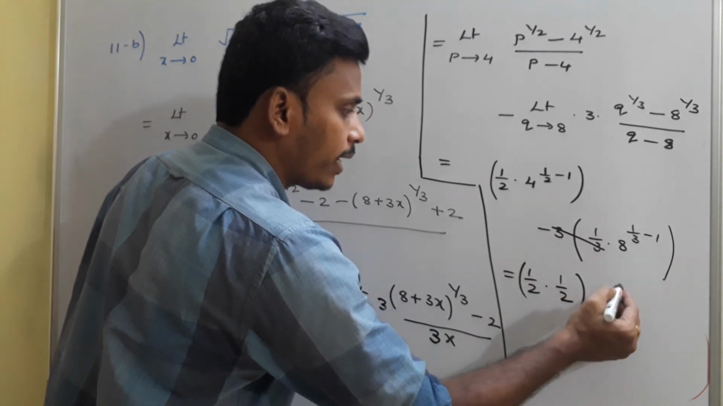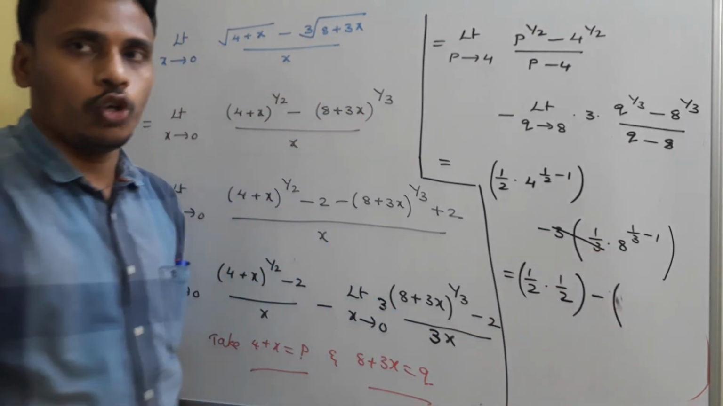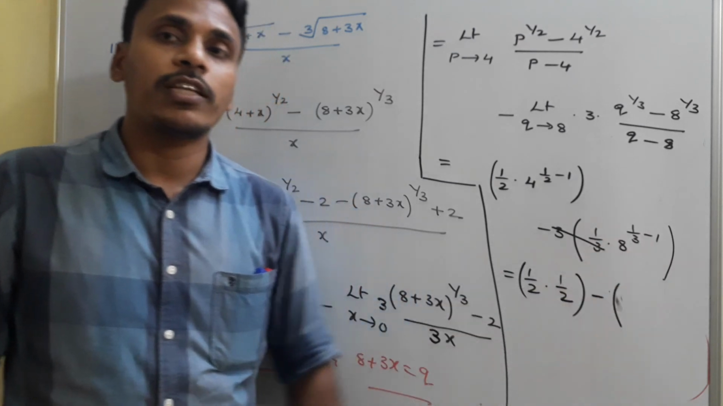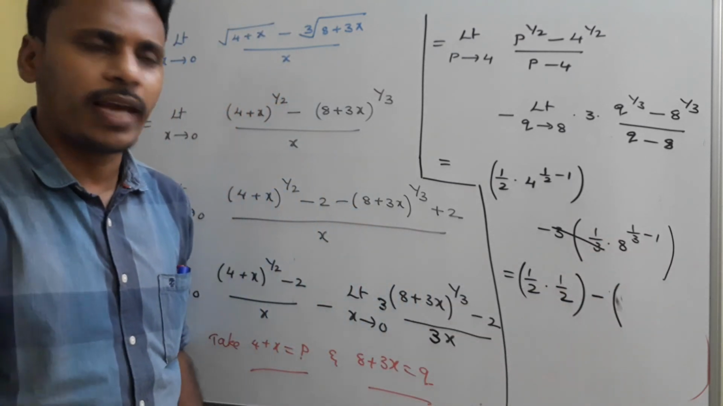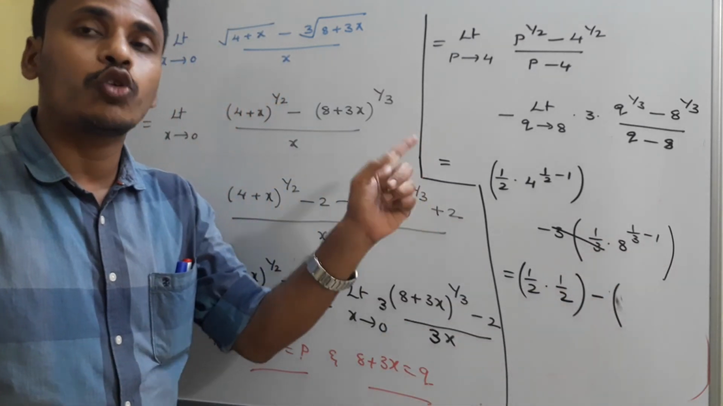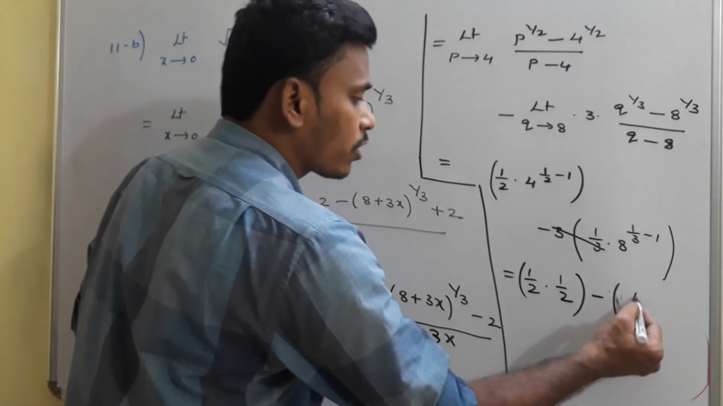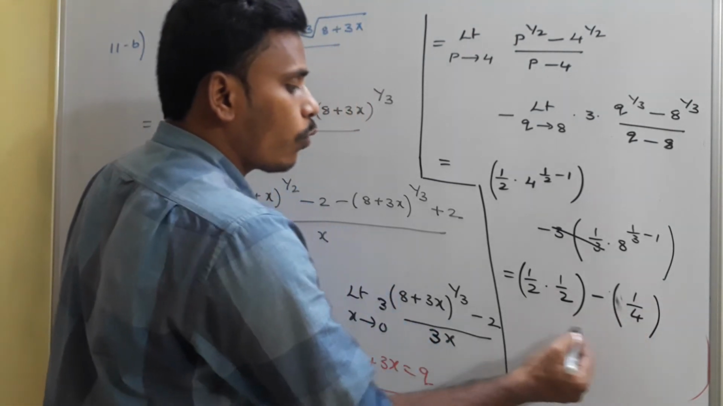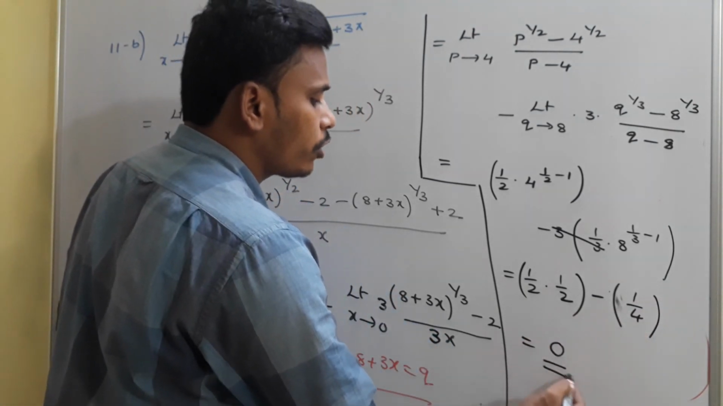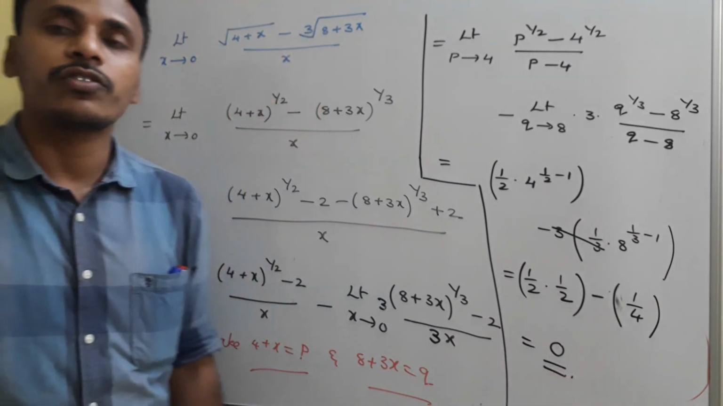Minus 8 is 2 cube. 1 by 3 minus 1 is minus 2 by 3. You need to simplify actually. 2 power 3 into minus 2 by 3 is 2 power minus 2, which is 1 by 4. So 1 by 2 minus 1 by 4 is... Actually 1 by 4 minus 1 by 4 is 0. At the end your answer is 0.